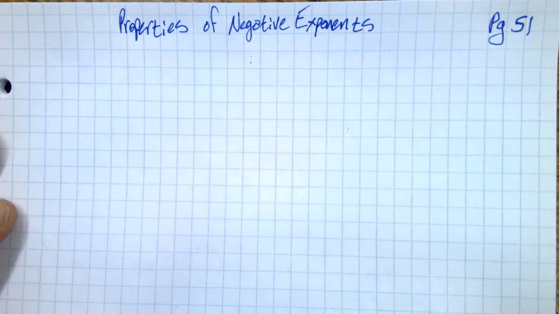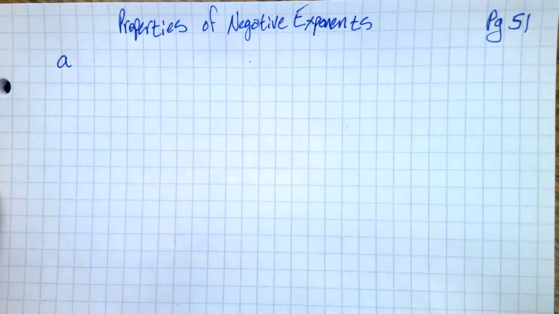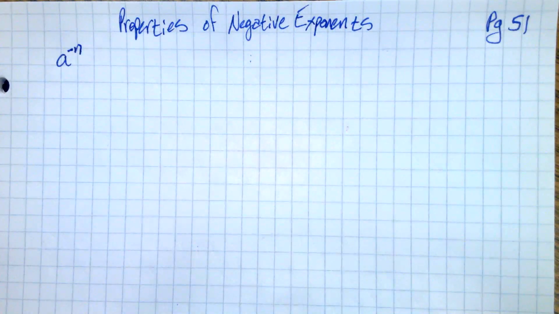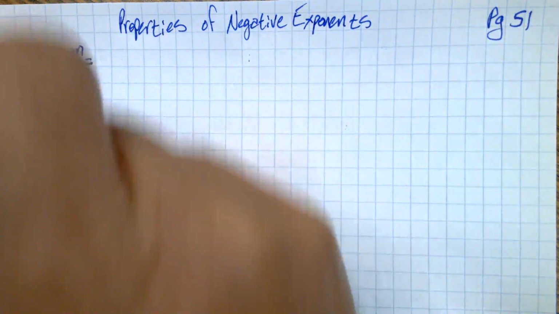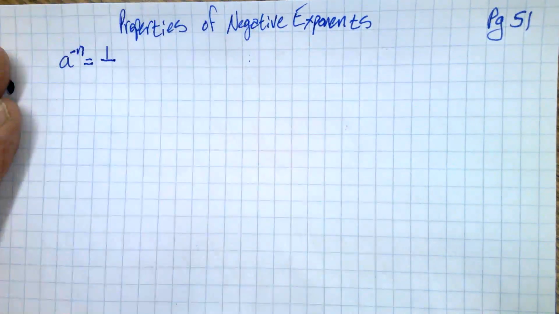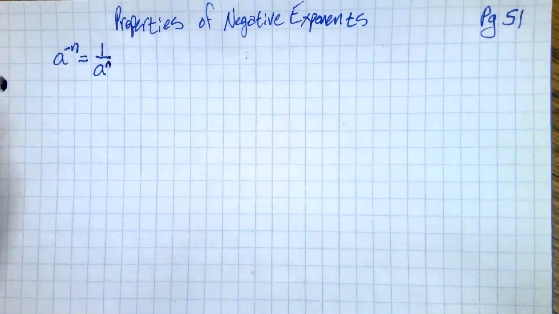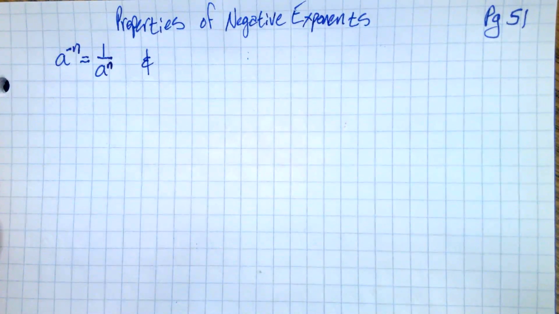So there are three basic properties that we're going to write down. The first one is the most basic one. If you have some number raised to a negative exponent, say a to the negative n, if we want to express that without the negative exponent, it would be 1 over a to the n, no longer negative. You guys remember that? We have other versions of this, so we'll just write them down.